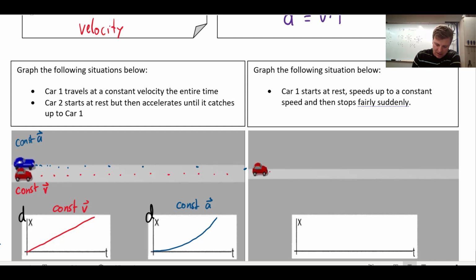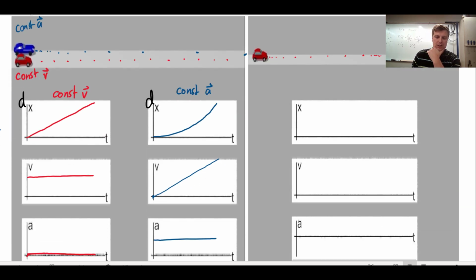But because it speeds up, they end up spreading out. Eventually, you get to some speed where you just cruise at that constant speed, so the oil drops are evenly spaced. But then you stop quite suddenly, so now the oil drops are closer together. So what would this look like on our displacement, velocity, and acceleration graphs?